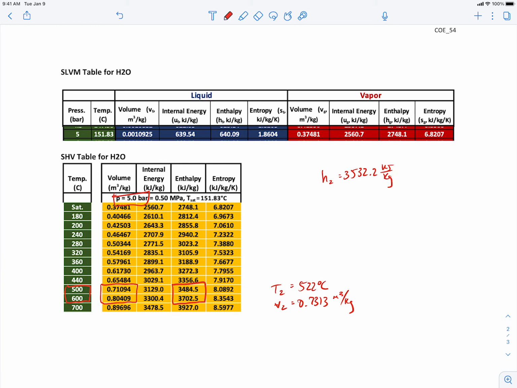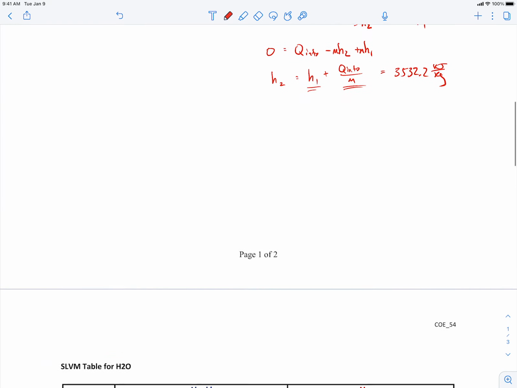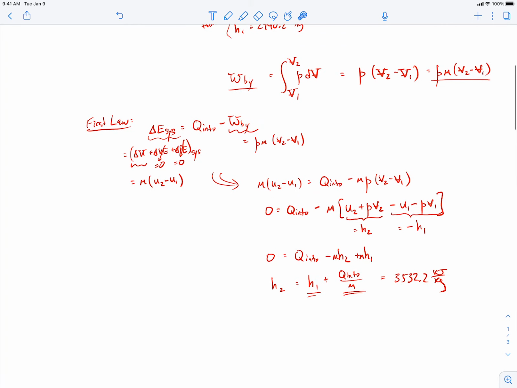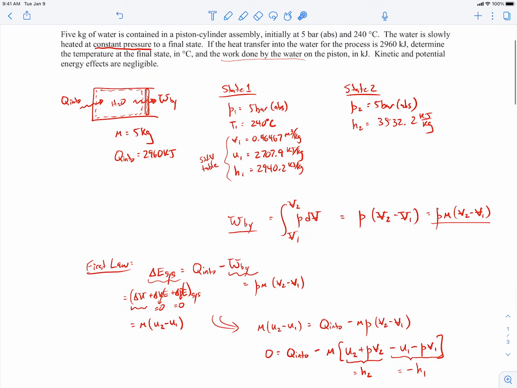Okay, so again, just to refresh your memory on how we did this, we made use of the first law, expanded out the total energy, really it's just internal energy. We expanded out the work, making use of our PDV work. We recognize that we have internal energy and P delta V, so that looks like specific enthalpies, which we then rearranged to solve for the enthalpy at state 2. Once we had that, we had two properties at state 2, so we went back to the tables and discovered that we're in a superheated vapor phase. So both of these are superheated vapors.